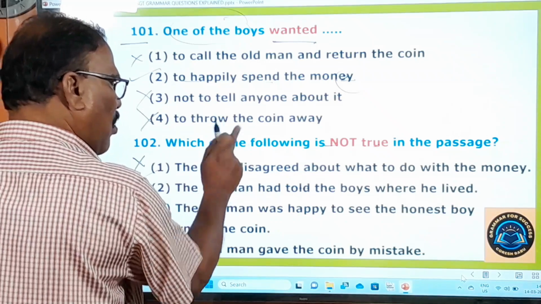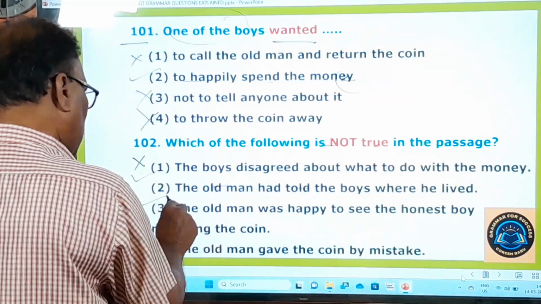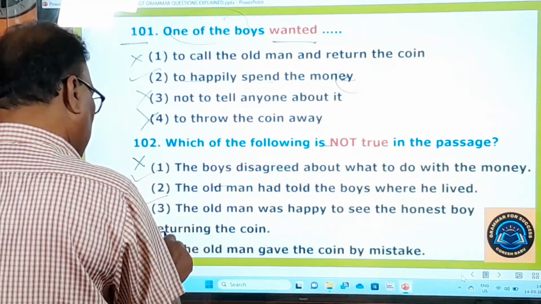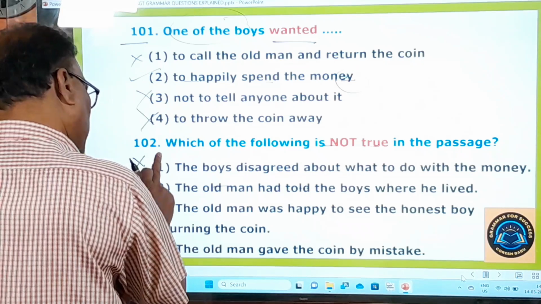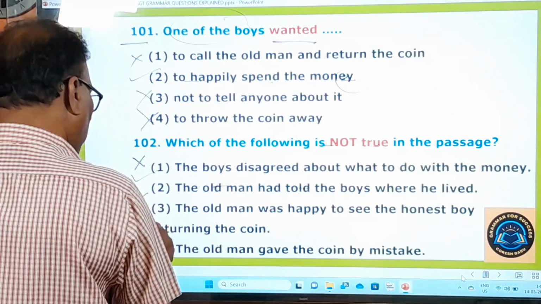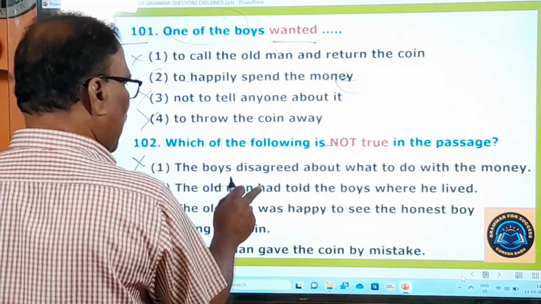This is not true according to this passage. The old man was happy to see the honest boy return the coin. Yes, this is right. The old man gave the coin by mistake. Yes, this is right. First one is true. Second one is true. Fourth one is true. That means the first one, third one, fourth one are wrong. Only the second one is the right option.